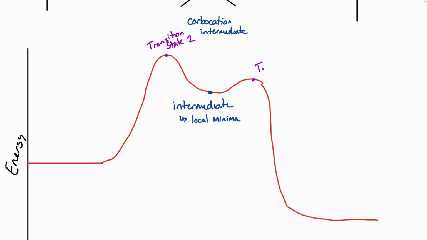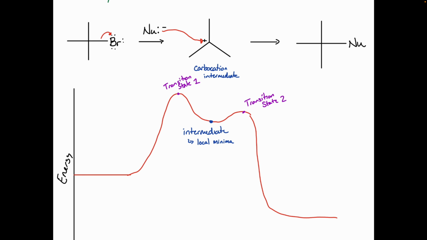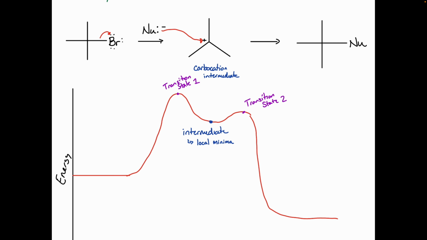This one would be transition state 2. These are, again, when our bonds are half broken in the case of the carbon-bromine bond, or half formed in the case of the carbon nucleophile bond. And then, of course, on either end, we have our reactant energy and our product energy.